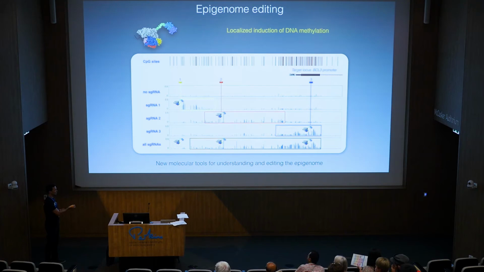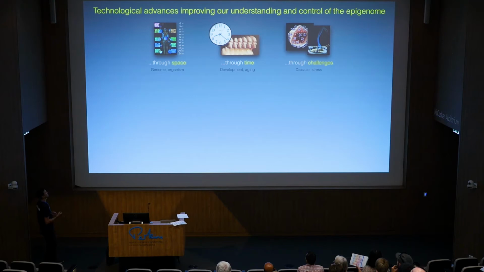So overall, what we're trying to do is use and drive these various technological advances to increase our understanding and control of the epigenome, and through that, our control of cell forms and cell functions. We study these through space in the genome, but also space within us in different cell types or throughout different tissues in us, through time as we develop and then as we age and how these modifications change, and also through challenges to our bodies in disease states or in stress conditions.